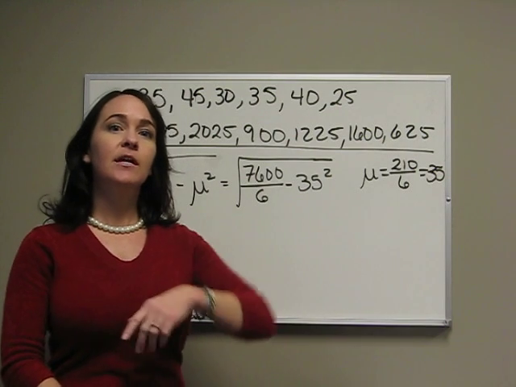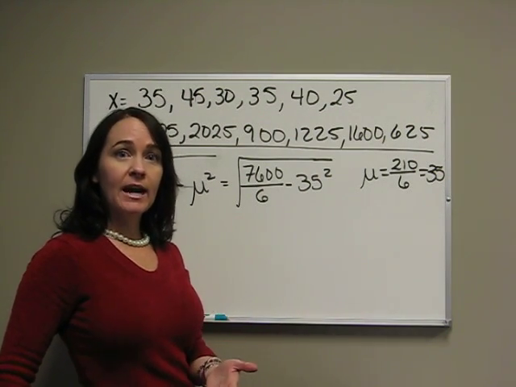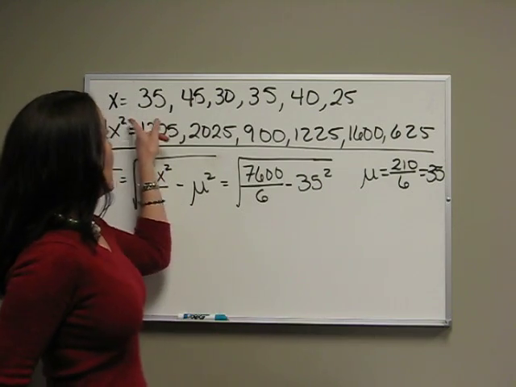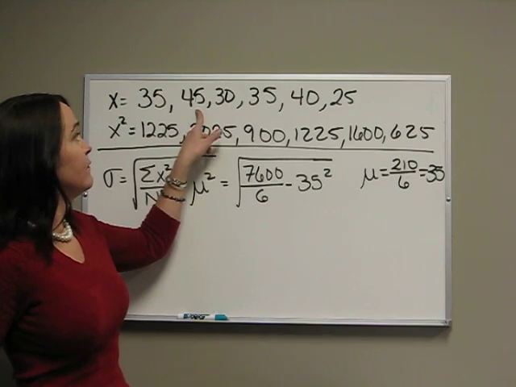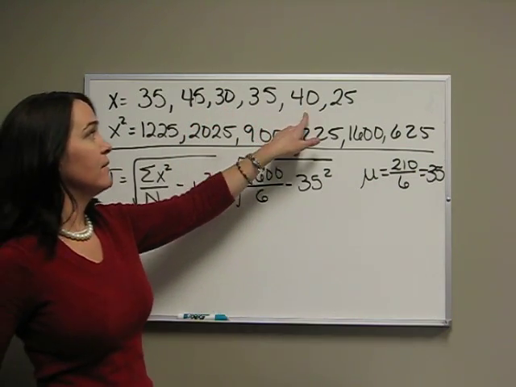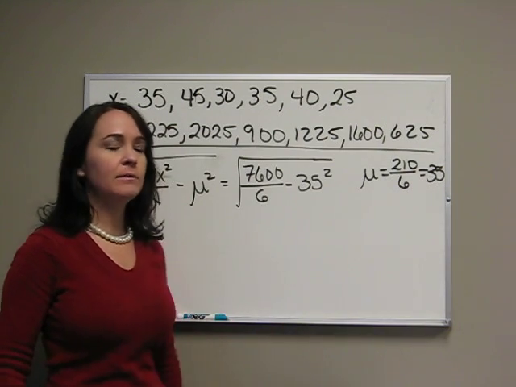This is the number of months a testing site saw that outdoor paint lasted, and they only did 6 paints, so this is a population: 35, 45, 30, 35, 40, and 25. All of these are how long it lasted, how many months.